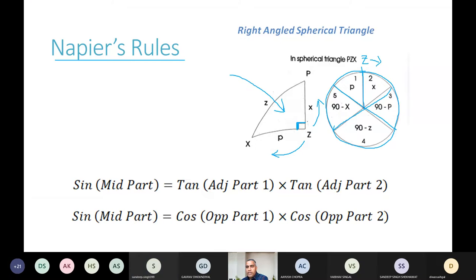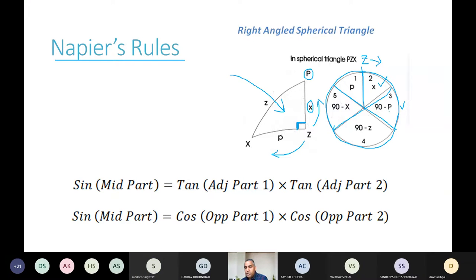We are moving anti-clockwise in the triangle. So the next part which comes is small x, which is side x. So you see side x is filled here in this part. Then you have angle P. You see angle P is filled in this part.